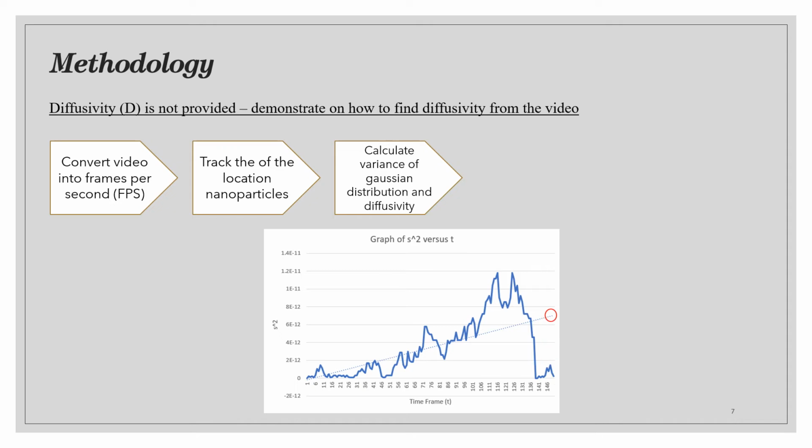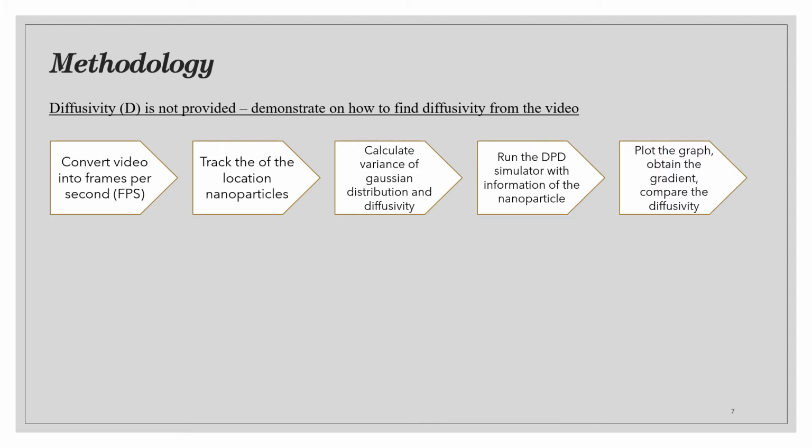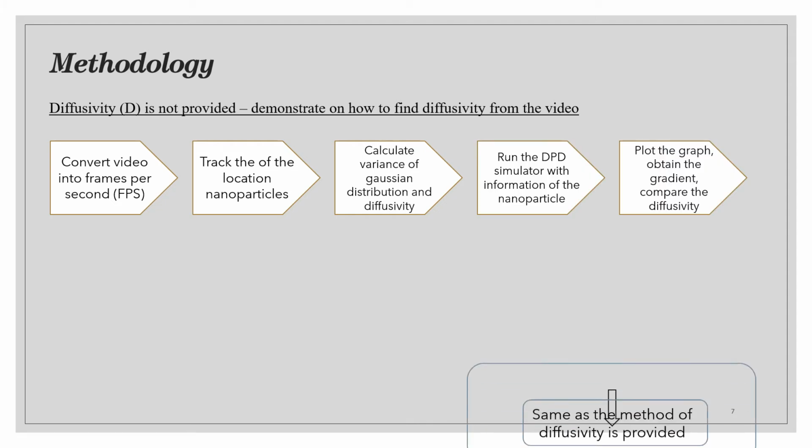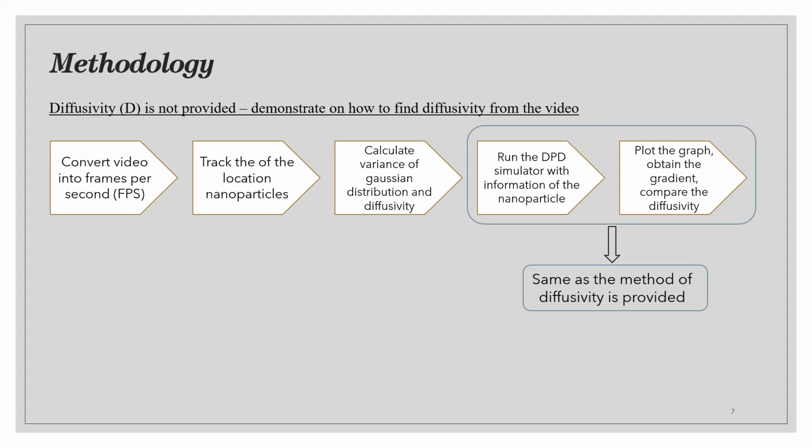Then, the distance of the nanoparticles is calculated to plot a graph for obtaining the variance of Gaussian, S-square, and diffusivity. The S-square can be obtained through the last data of the graph from the line of best fit. After that, steps similar to the condition where diffusivity is provided, such as running the DPD simulator with information of the nanoparticles, plotting the graph, obtaining the gradient, and lastly comparing the diffusivity, are carried out.